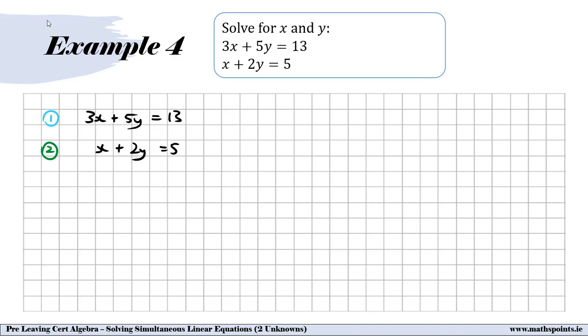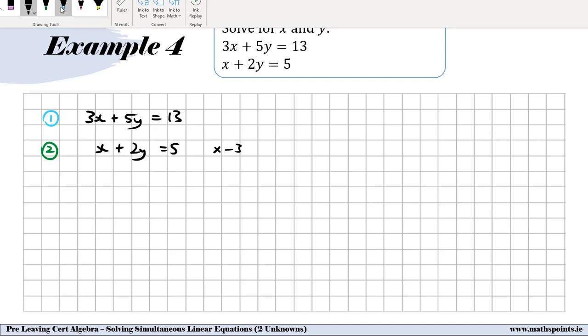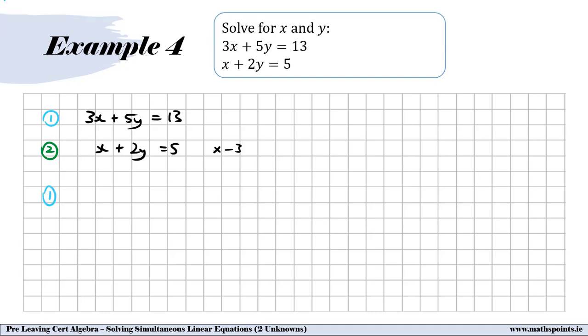So in this example, I can see that if I multiplied the bottom line by minus 3, well then on the top line I would have a plus 3x, and on the bottom line I would have a minus 3x. And so it seems in this case that it's going to be easier to eliminate the x's than eliminate the y's. So I'm going to write down equation 1 again. I'm going to keep equation 1 exactly as it is. So 3x plus 5y equals 13. And then equation 2, I'm going to multiply the left-hand side and the right-hand side by minus 3.